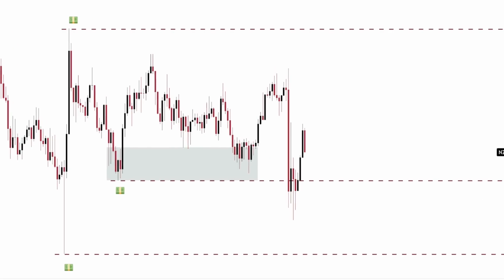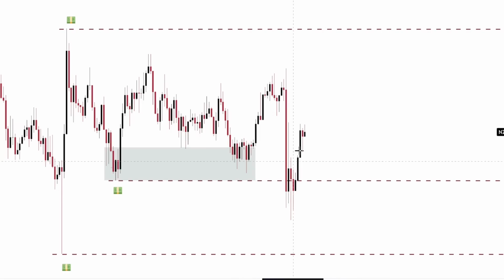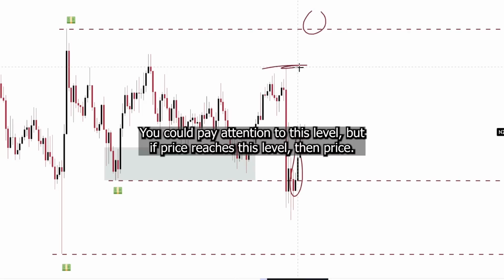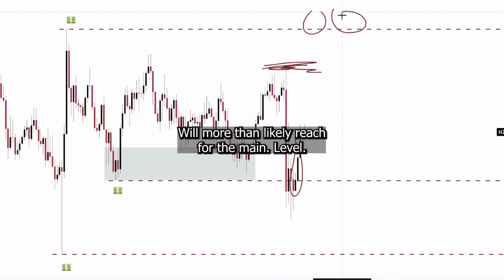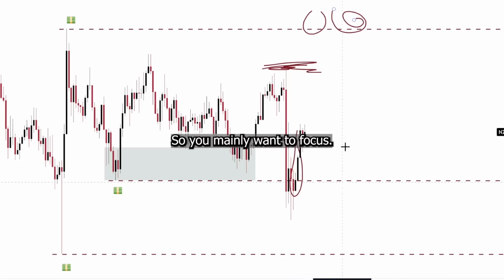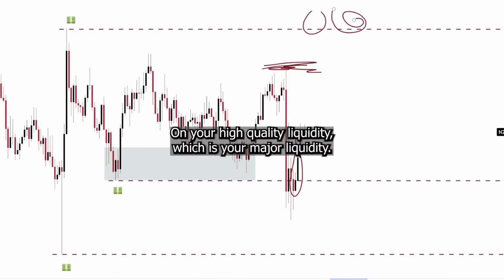Price took this level out and trapped back inside, insinuating that price wants to continue bullish. And once you start seeing bullish momentum, you can understand that price now is targeting this level. And this is what I say about not really paying attention to the micro levels. You could pay attention to this level, but if price reaches this level, then price will more than likely reach the main level. So you mainly want to focus on your high quality liquidity, which is your major liquidity.